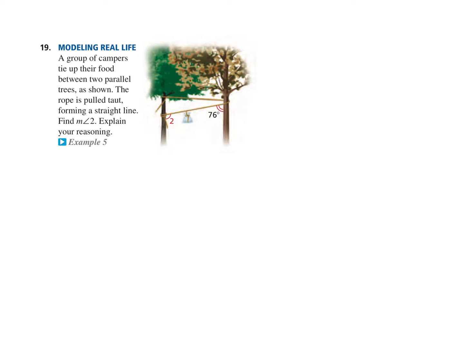Number 19. So a group of campers tie up their food between 2 parallel trees. All right, so I'm going to redraw this. 2 parallel lines, and the rope is pulled very tight. So we have this transversal here, and it says this is angle 2 and this is 76 degrees. That's not 2 degrees, that's angle 2. Okay, and by the arcs, this is a single arc and this has 2 arcs, so they are not the same. All right, they pull it tight to form a straight line. Find the measure of angle 2.